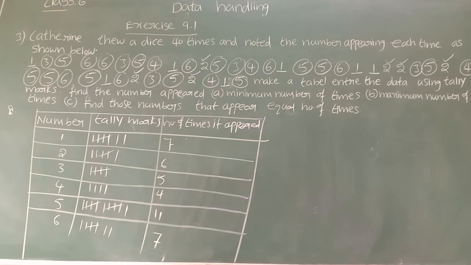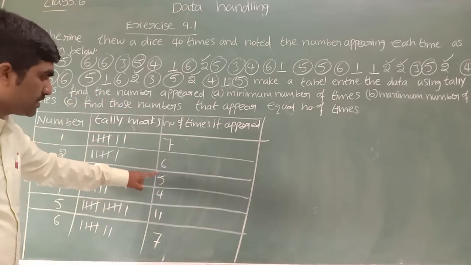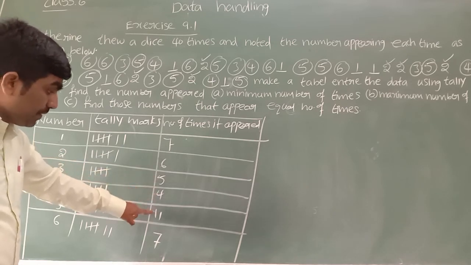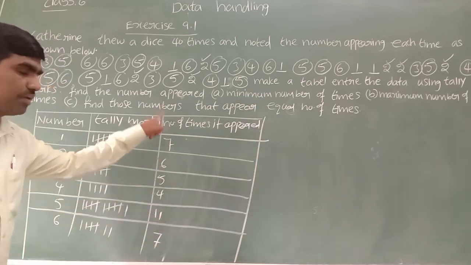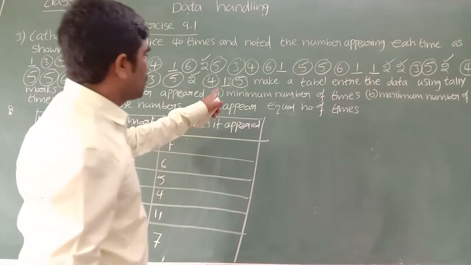Now you can see, by adding all this we will get 40 or not. 7 plus 6, 13. 13 plus 5, 18. 18 plus 4, 22. 22 plus 11, 33. 33 plus 7, 40. Total how many? 40. Now we'll try to answer the questions.